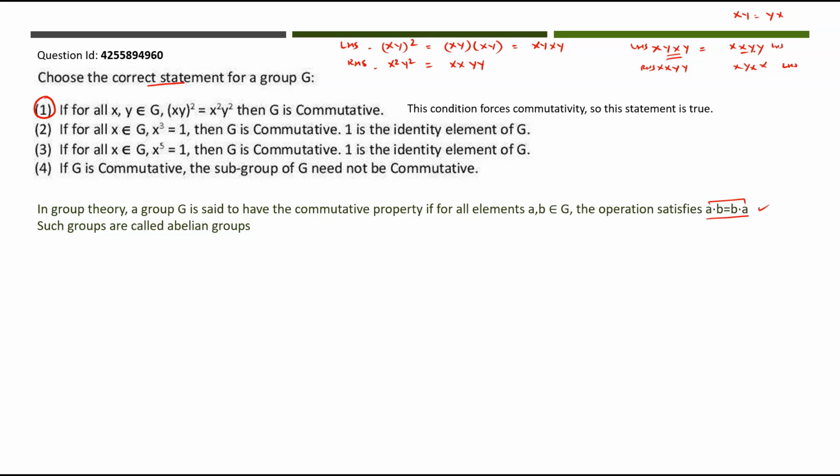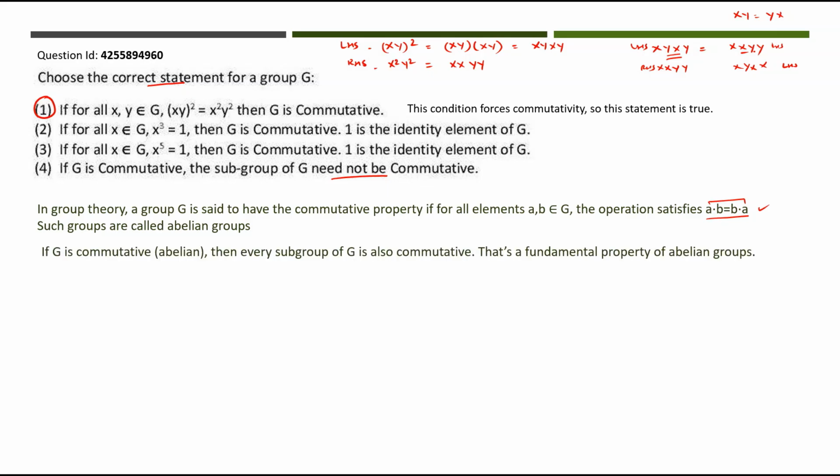If G is commutative, the subgroup of G need not be commutative. We have a statement here. If G is commutative, it means it is an abelian group, then every subgroup of G is also commutative. If you know this particular property, you can mark option 4 as the wrong answer here. That's a fundamental property of abelian groups.